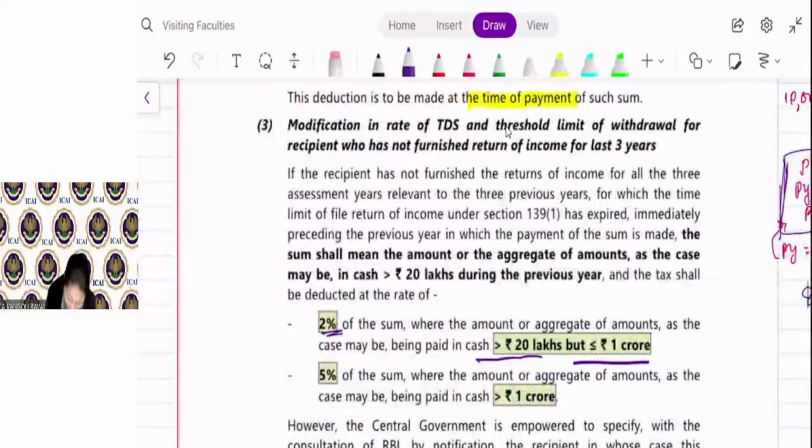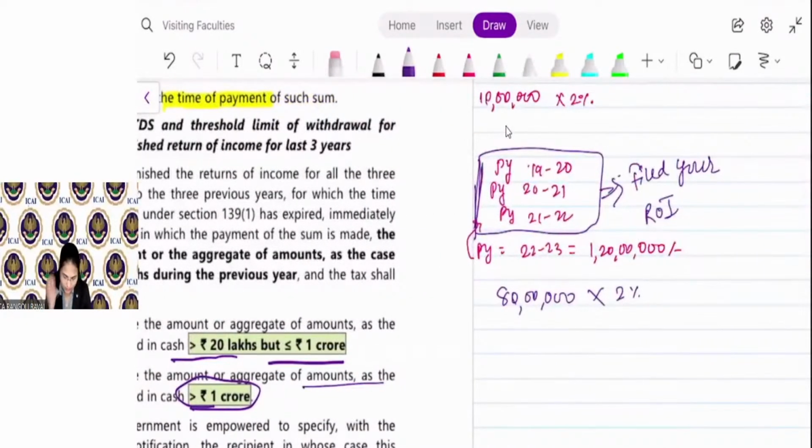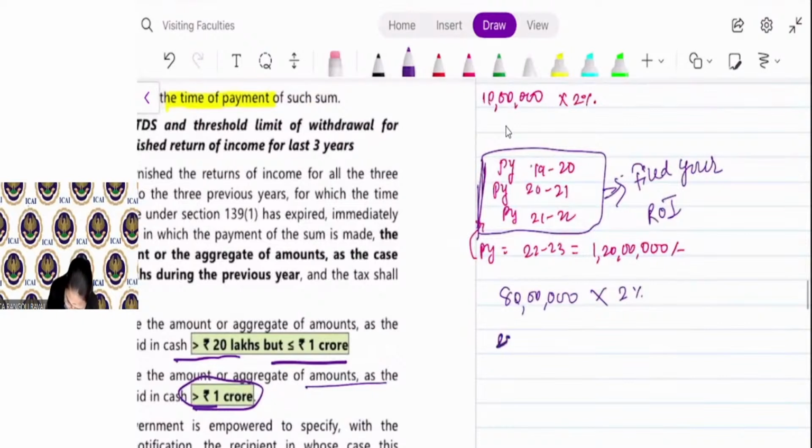And 5% of the sum where the amount or aggregate of amount, as the case may be, being paid in cash is more than 1 crore. It is given in the question, Mohammed. The amount is more than 1 crore or not. So above 1 crore, it is 20 lakh. So 5% on 20 lakh TDS is required to be deducted.